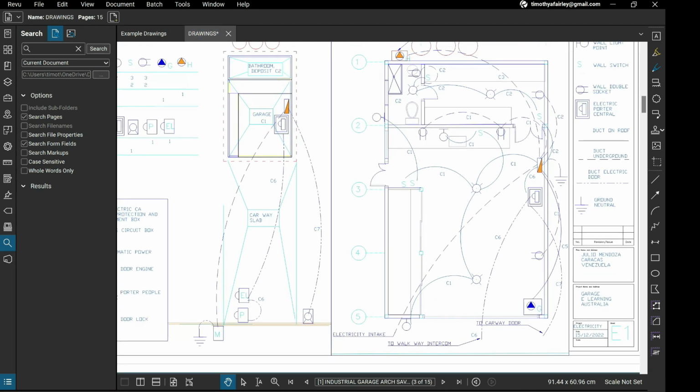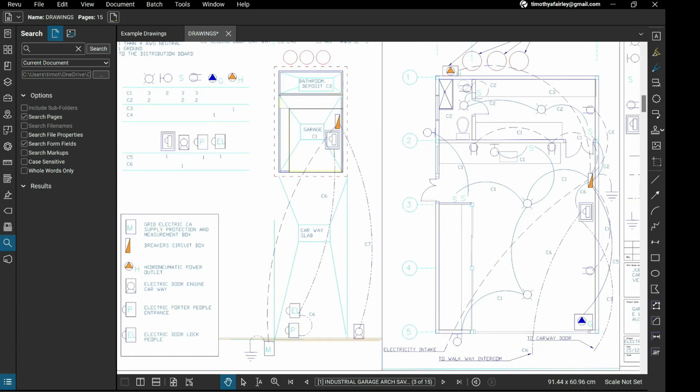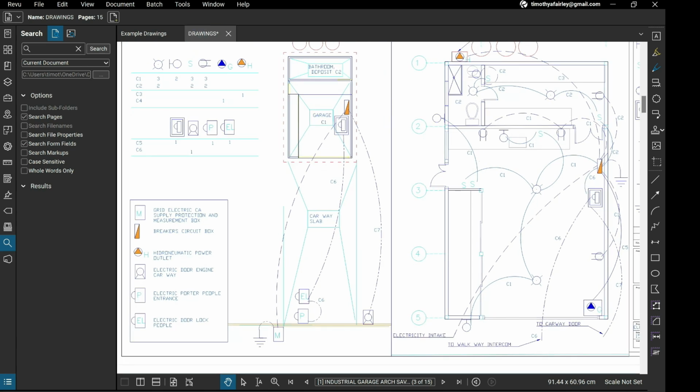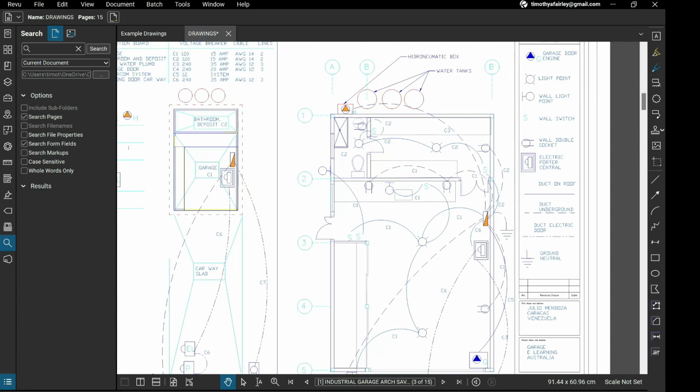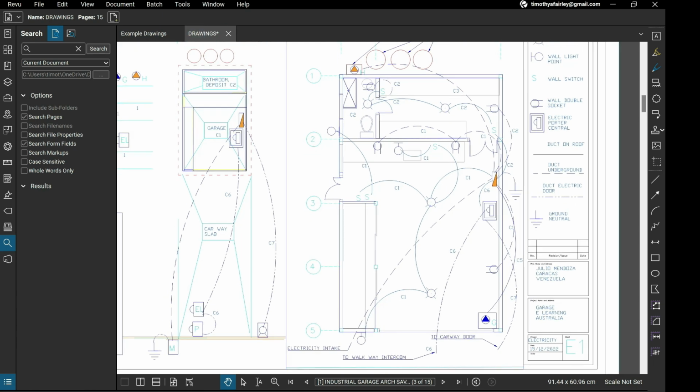So this is the power to the electric gate. This is the power to the gate and the earthing. This shows as well that that's the power to the gate motor, that's the meter and the street supply, and the earthing point to the grid electric supply, the distribution board. And on the layout drawing you can see an underground duct, there's a roof duct, and there's a duct for the electric door.